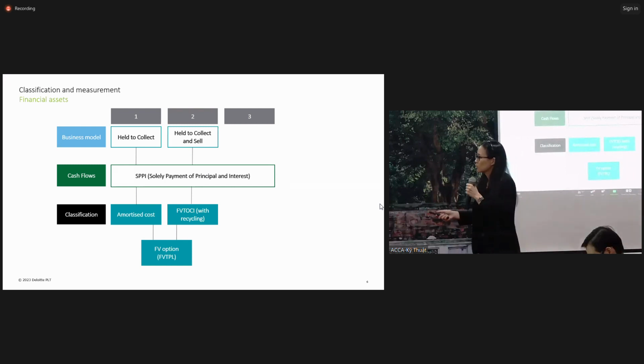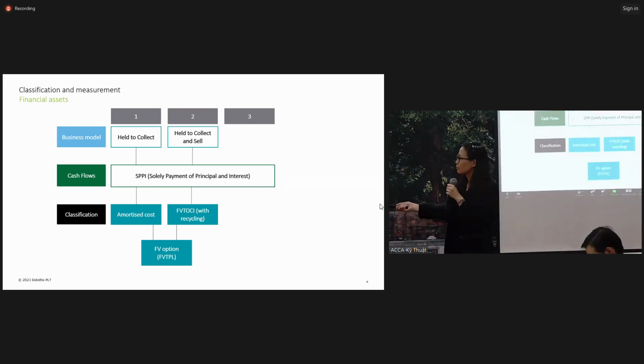So what is the implication? Every time there is a fair value movement in any of these financial assets, it will hit the P&L. So that means it causes a fluctuation in the financial performance of the entity.